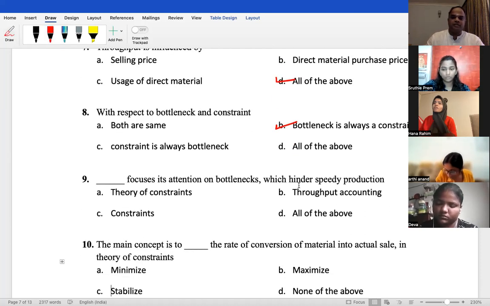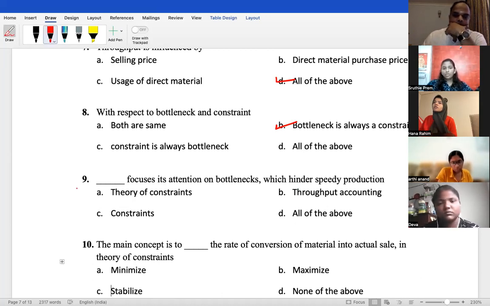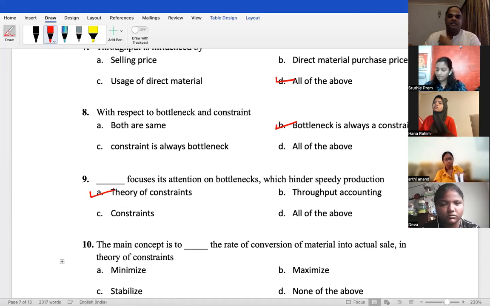Dash focuses its attention on bottleneck which hinders speedy production. Theory of constraint, throughput accounting, constraint, all of the above. Theory of constraint definition: theory of constraint focuses its attention on bottleneck and hindrance to speedy production.